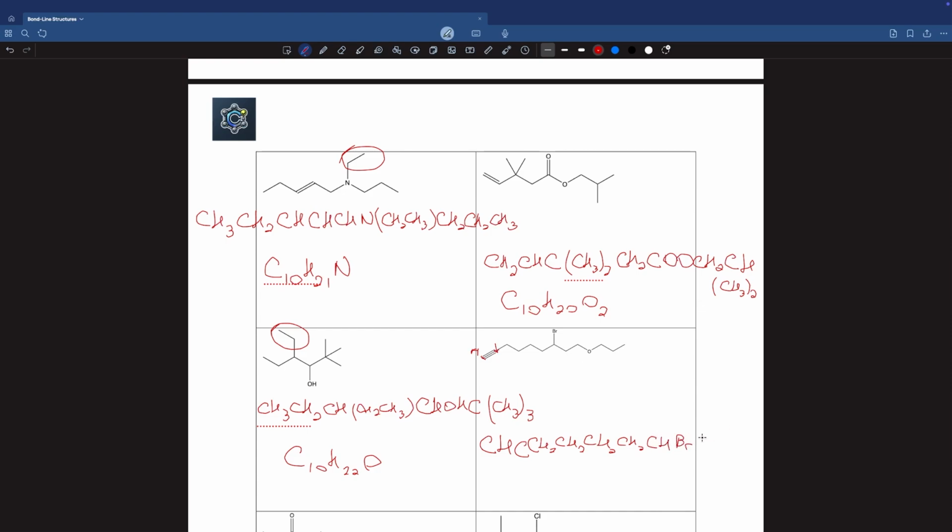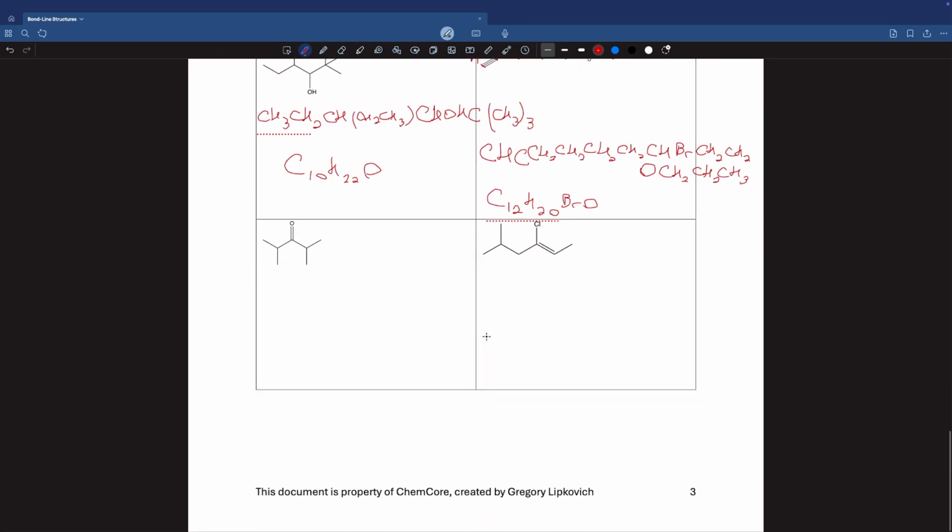Then bromine, CH2, CH2, and then O, CH2, CH2, CH3. And notice that it really gets repetitive over and over again. And if we were to count up all our carbons, hydrogens, bromines, and oxygens, we should get C12, H20, BrO. And there are many different ways you could write this molecular formula, and it's really not important to this course much.